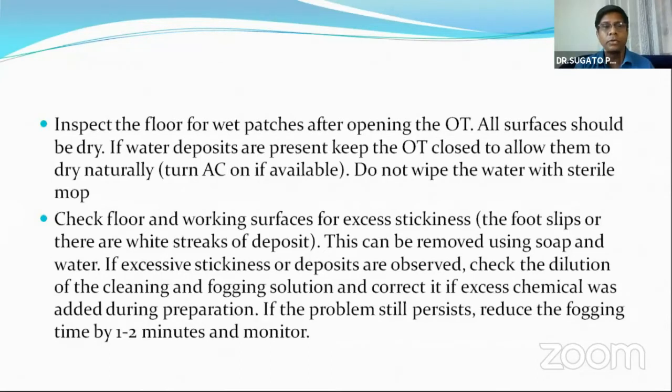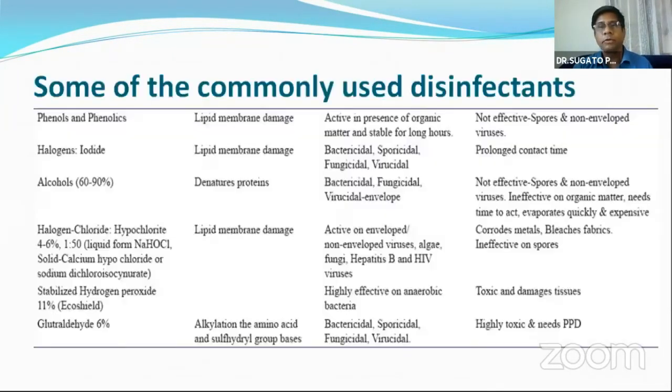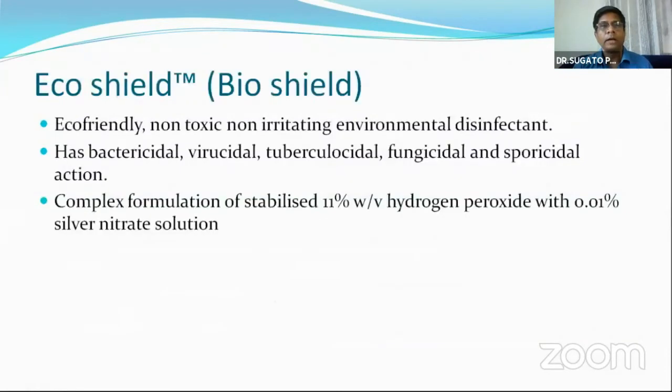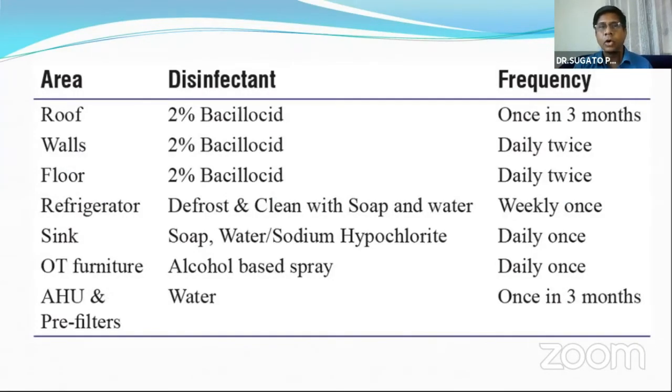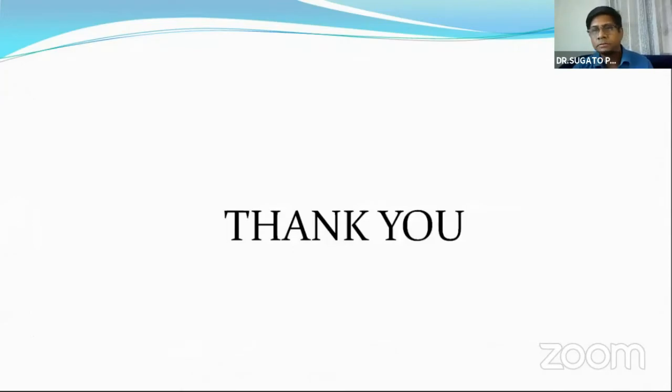We can check the OT flooring for wet surfaces. If there is excessive stickiness, we have to either check that the proper dilution is being used, or reduce the fogging time. These are the commonly used disinfectants. Because of lack of time, I'm not going into detail with this. And these are the normal frequencies with which we clean our OT: roof every 3 months, walls daily, twice daily, and floor twice daily. Thank you for the patience in hearing, and thank you, AIOS, for giving me this opportunity.